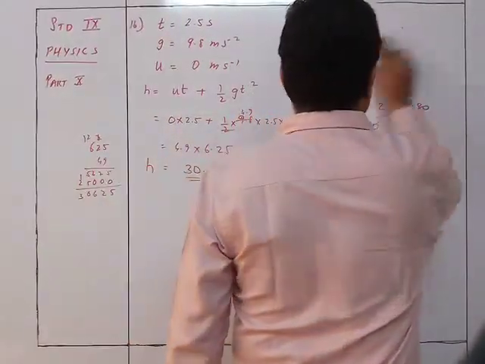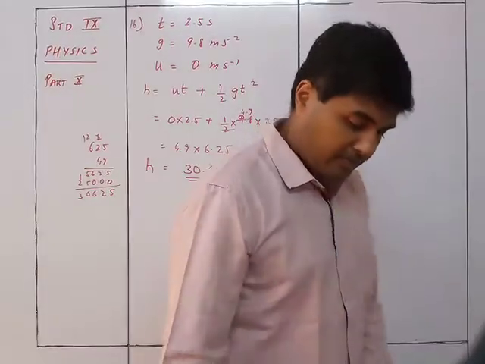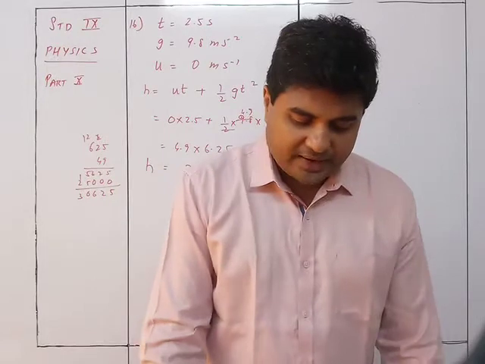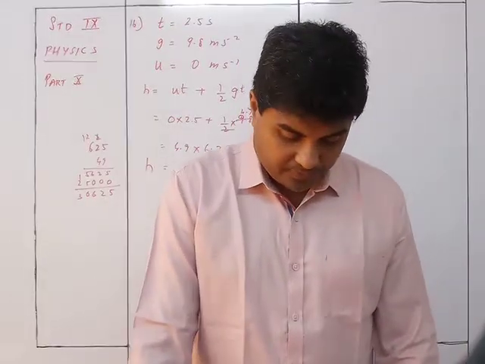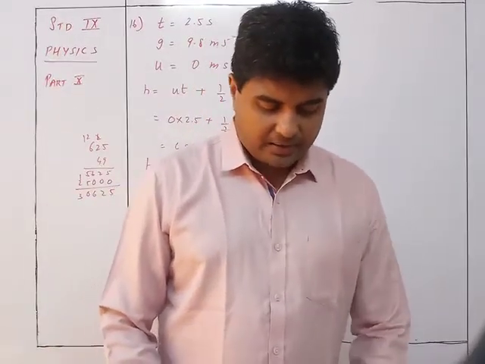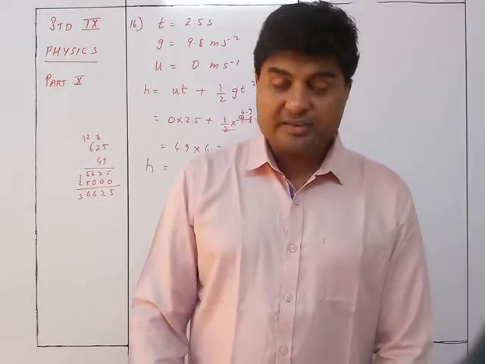That is sum number 16. Now we move on to sum number 17. A ball is thrown vertically upwards with an initial velocity of 49 meter per second. Calculate the maximum height attained, and the time taken by it before it reaches the ground again.